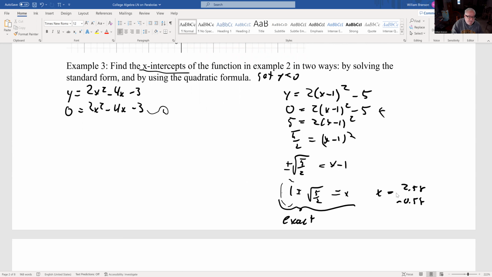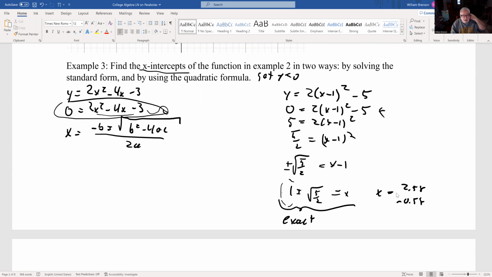So you may have seen the quadratic formula before. Negative b plus or minus the square root of b squared minus 4ac all over 2a. So if we have an equation like this, we've got 0 on one side and a quadratic like that on the other side, we can use the quadratic formula to find the x-intercepts. And so that's 4 plus or minus the square root of 16, because that's b squared, minus 4 times 2, because that's a, times minus 3. And we have to be a little bit careful about our signs there. That's all over 2a. A here is 2, so it gives me 4.